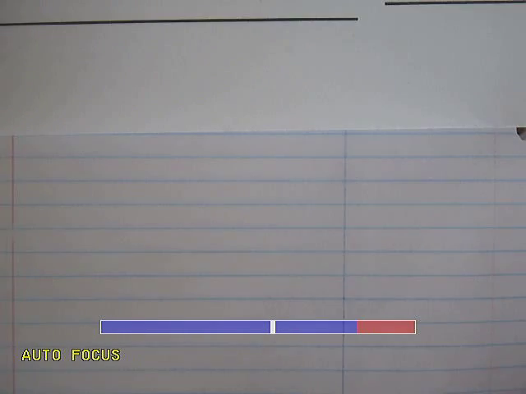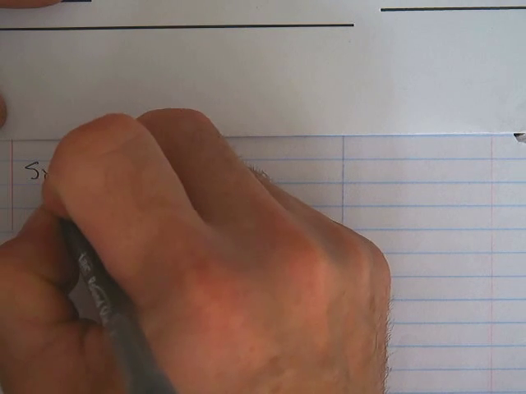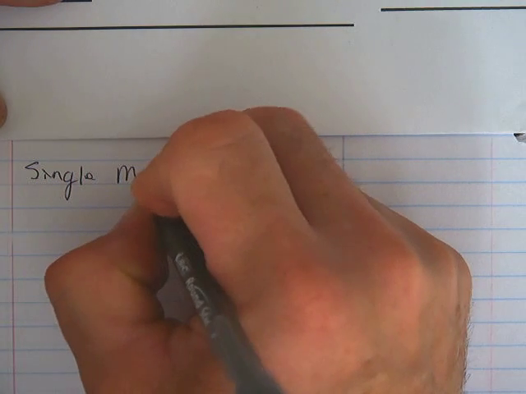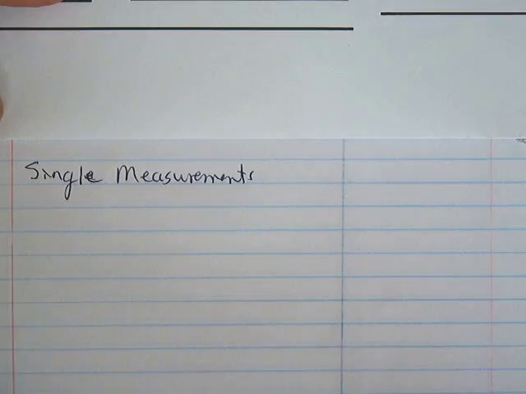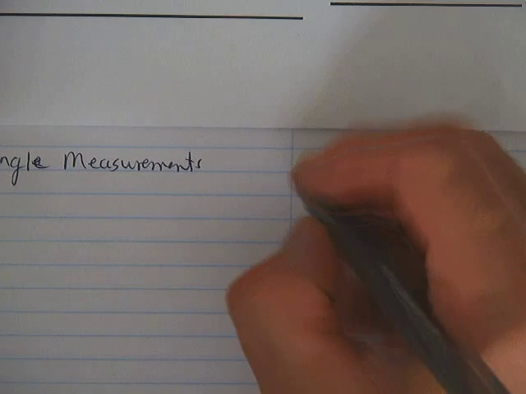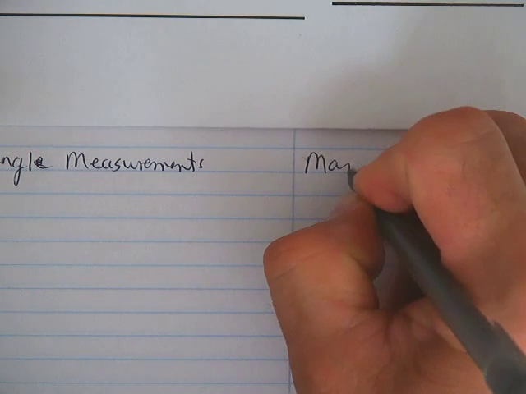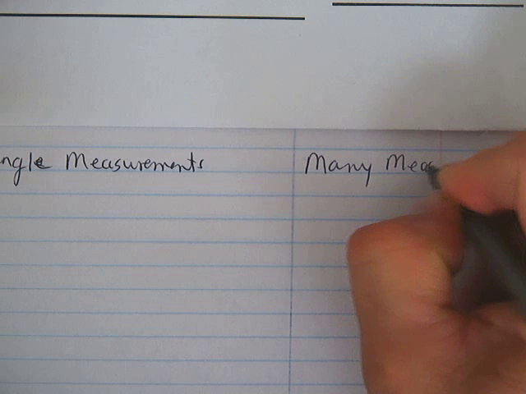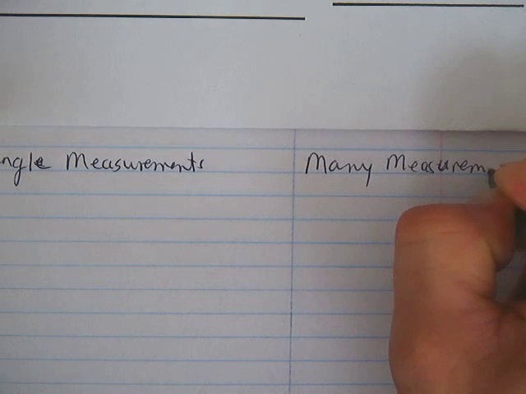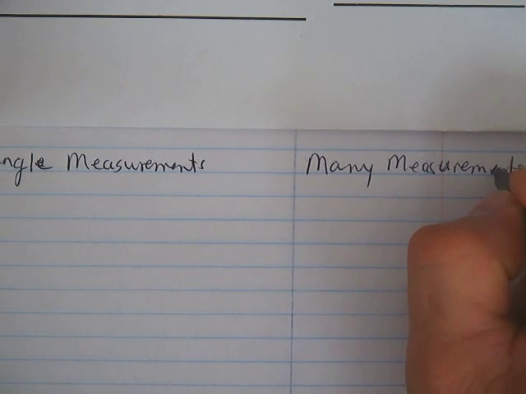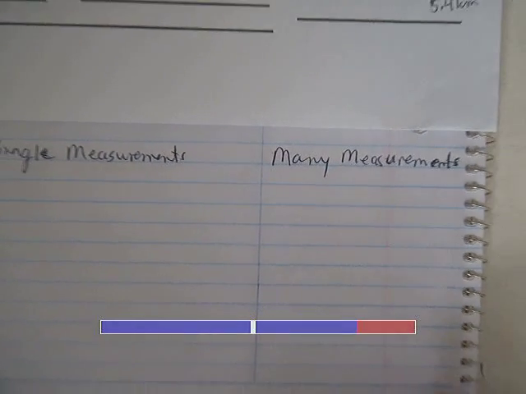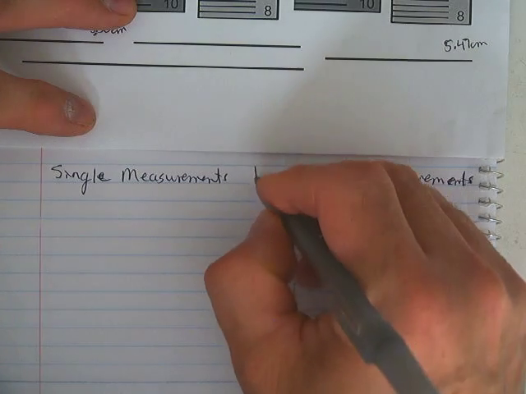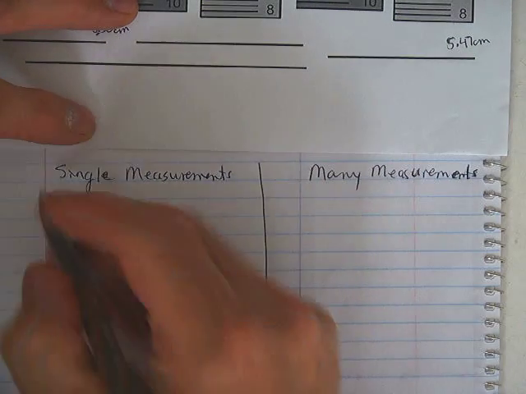So let's break this into a couple parts. Let's talk about single measurements. And then over here we might say many measurements. Now, many kind of depends upon what we're doing. Sometimes we only have time for 2 measurements. Sometimes we have time for 10 or 12. So many is anywhere in between. Many is more than 1. So let's just say actual value.